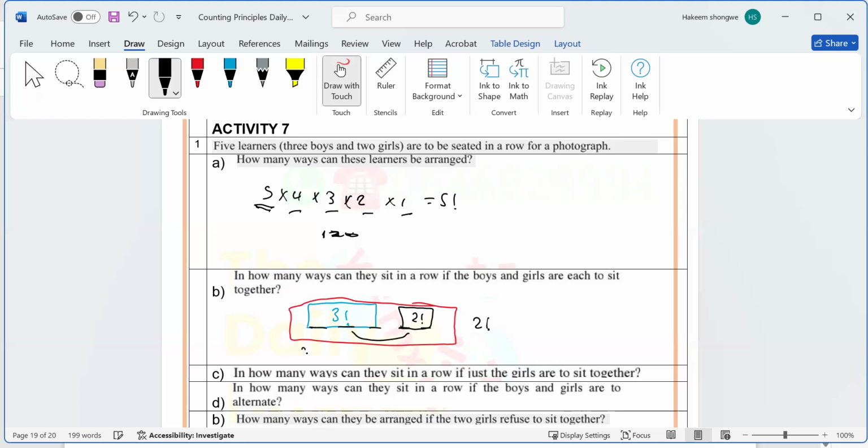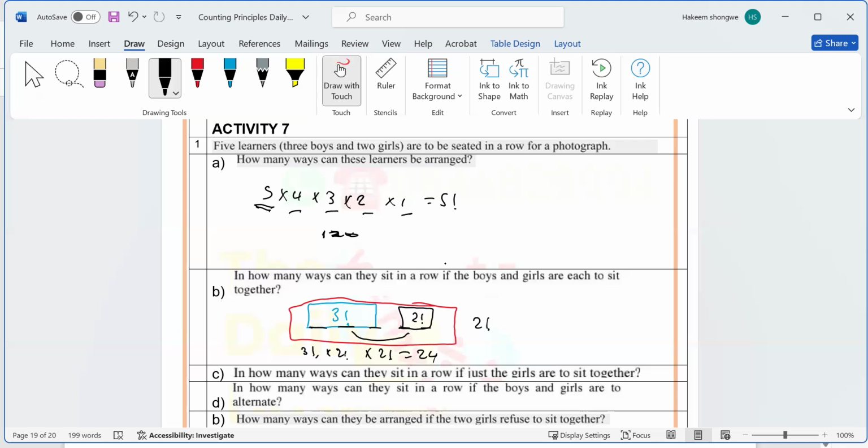So it's 3 factorial multiplied by 2 factorial multiplied by 2 factorial. Basically, we have 2 multiplied by 2 multiplied by 6. It's 12? No, 4 multiplied by 6. It's 24.